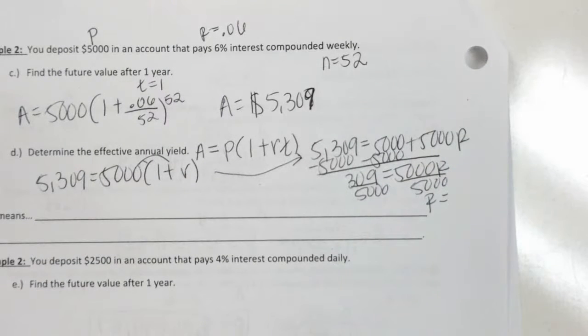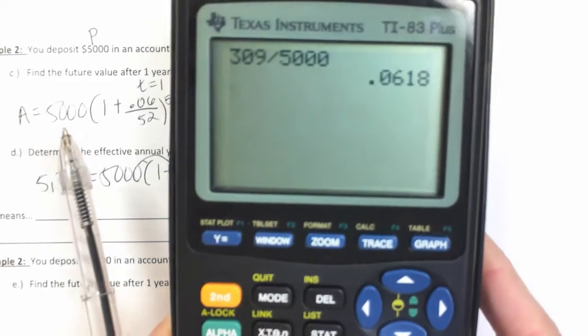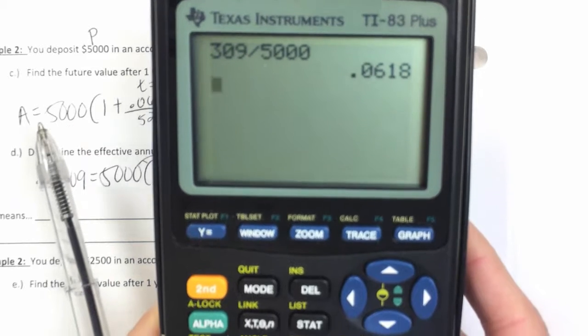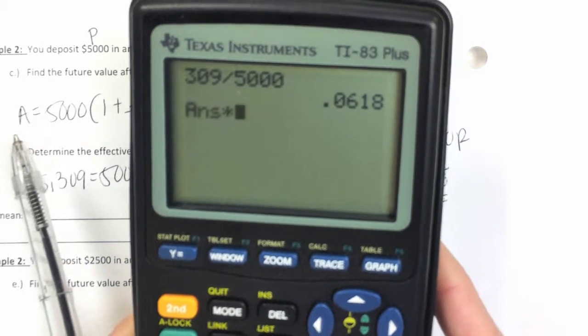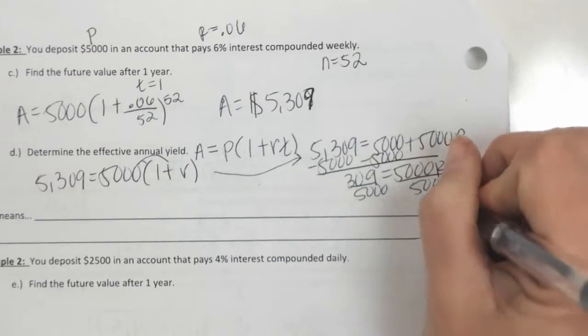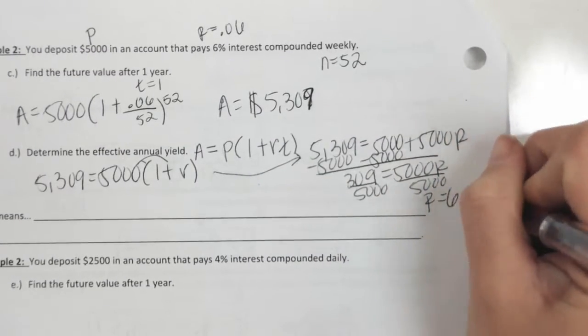So R, you're looking at your calculator, would look like this, 0.0618, but we know this is a decimal and we want to turn it to a percent, so we multiply by 100 and we'll get 6.18%, excuse me.